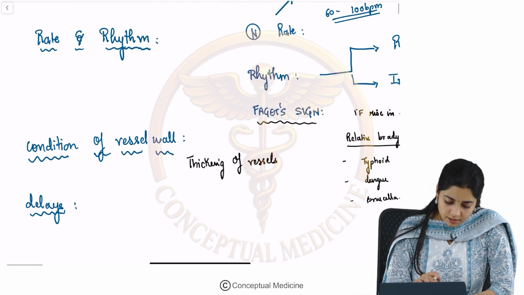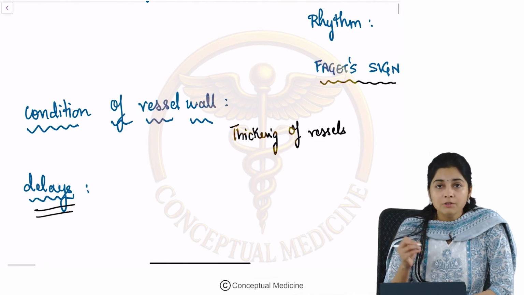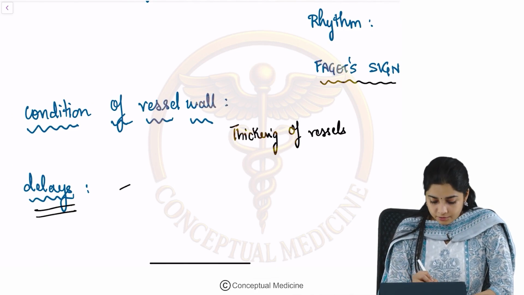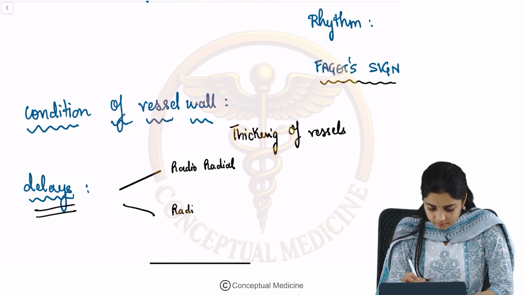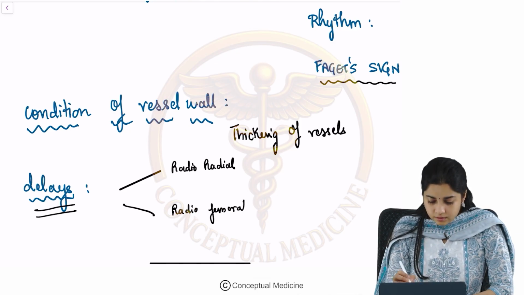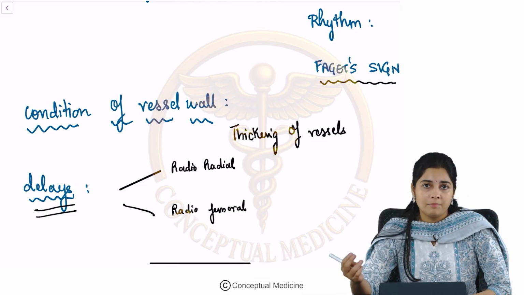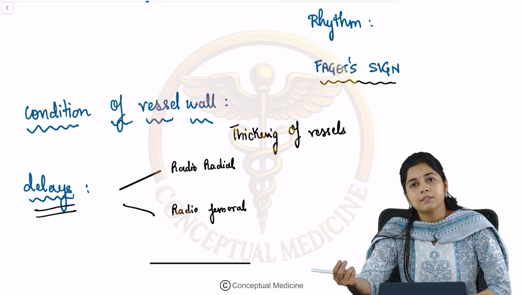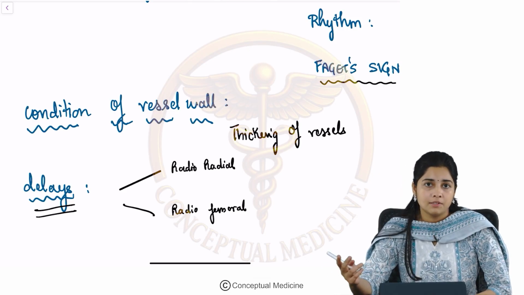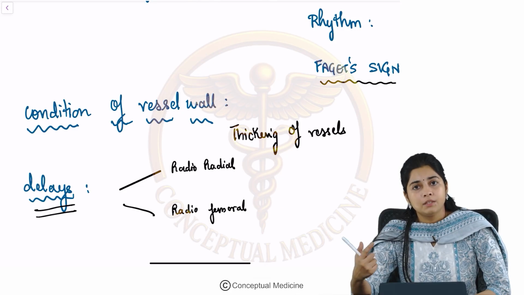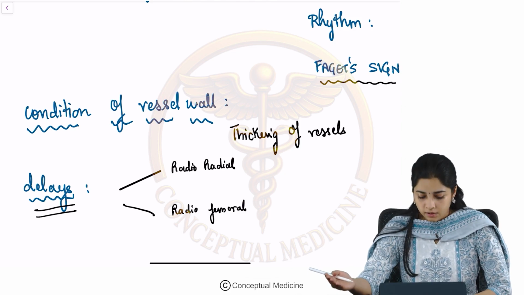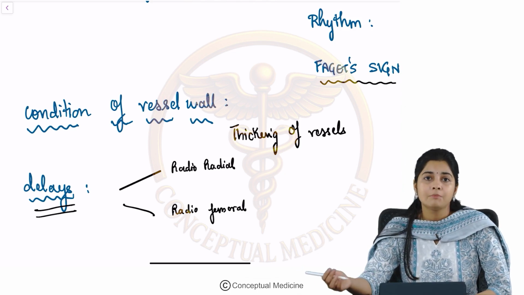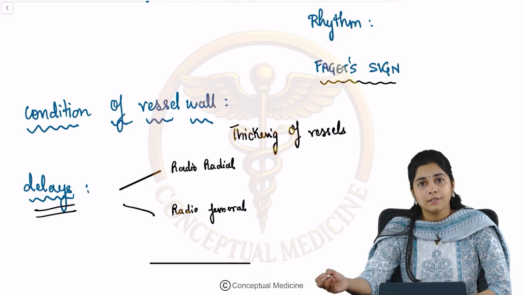The next aspect that we look for is delays. What do you mean by delays? You look for a radioradial delay or a radiofemoral delay. So what does that mean? When you palpate both the radial arteries together, you would expect that the pulse arrives at the same time. However, if there is a delay where on one side of the radial artery you feel the pulse, the other side occurs at a later interval. Or similarly comparing the radial artery to the femoral artery. So this is what we call the radioradial or radiofemoral delays.